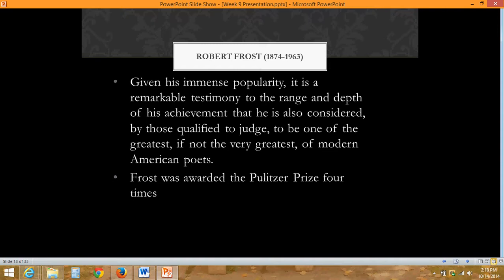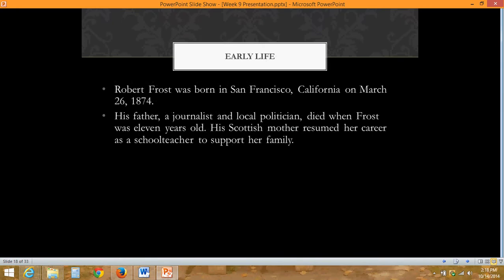She was alive during the Civil War. He was not. He was immensely popular, even while he lived, and of course now he's very popular as well. So you could definitely see the range and depth of his achievement. He's considered by those qualified to judge to be one of the greatest, if not the very greatest, of modern American poets. And he was awarded the Pulitzer Prize 4 times, which is astronomical, really.